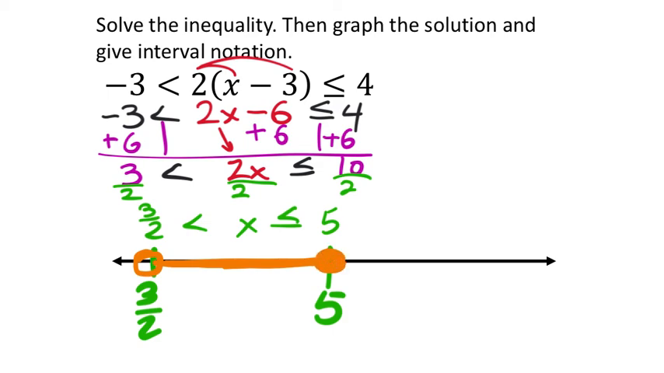So there's the graph. And then finally, the interval starting at 3 halves here on the left, which is not included, so that's an open parenthesis. It stops at 5 here on the right, which is included, so that'd be a square bracket right there. So now we have the inequality, the graph, and the interval. Boom.